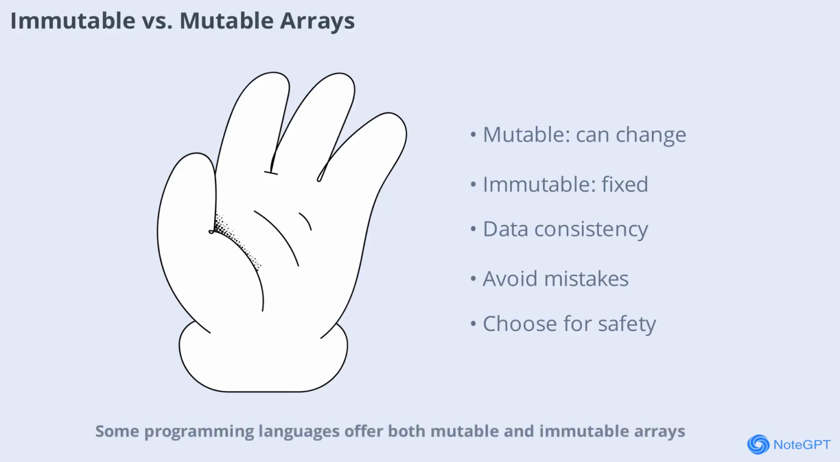Some programming languages offer both mutable and immutable arrays. Mutable arrays can be changed after creation, while immutable arrays cannot. Immutable arrays are useful for ensuring data consistency and avoiding accidental changes. Choosing between mutable and immutable arrays depends on your application's needs and the level of safety required.